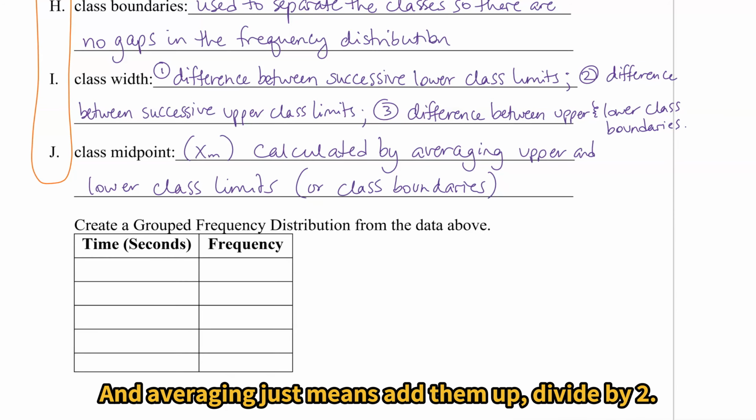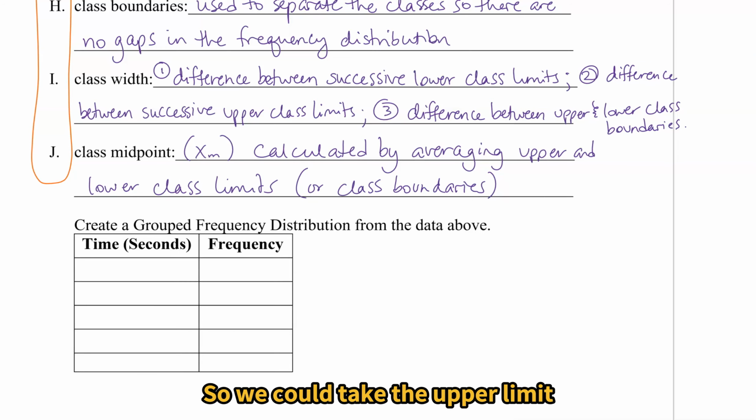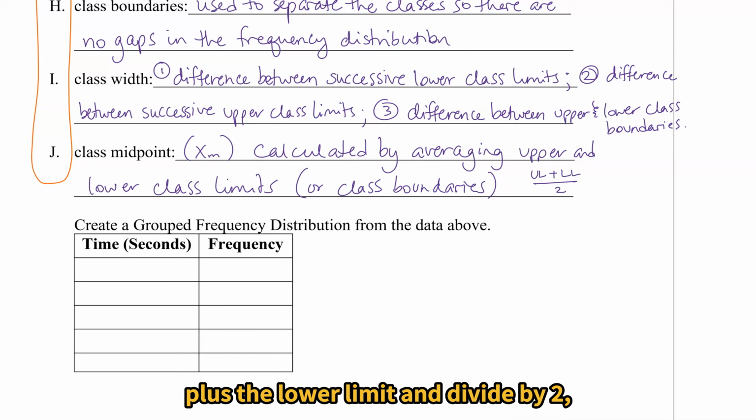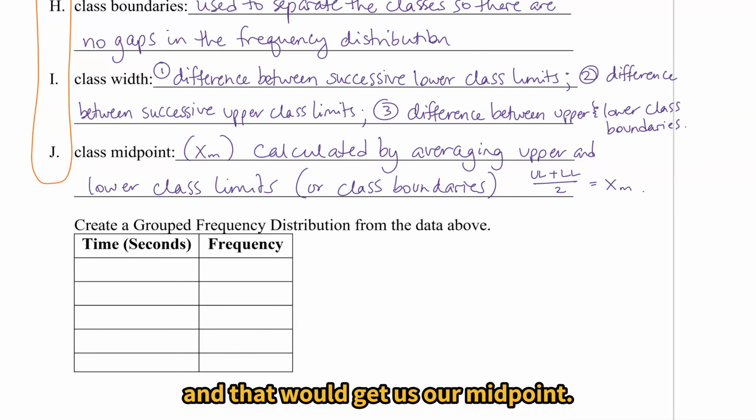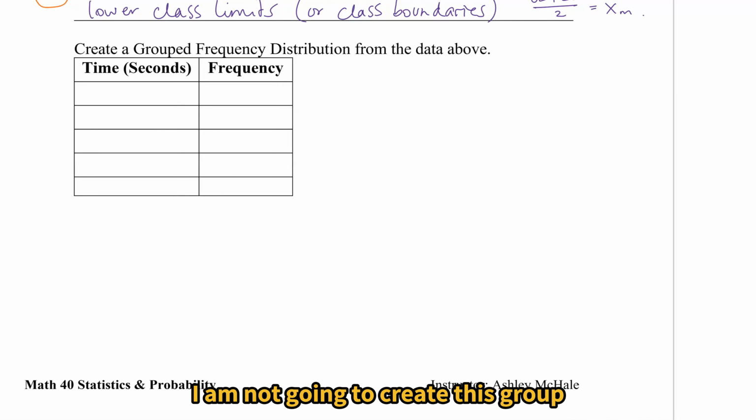And averaging just means add them up, divide by 2. So we could take the upper limit plus the lower limit and divide by 2, and that would get us our midpoint. I am not going to create this grouped frequency distribution just yet. I want you to skip for a second, because we need some rules or some suggestions for creating these grouped frequency distributions. Let's talk about that first, and then we'll go back and construct it.